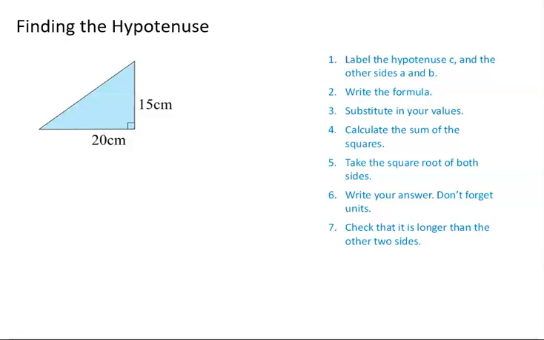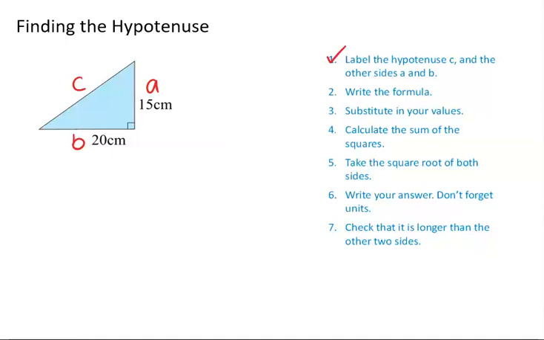Step number 1 tells us to label the hypotenuse as C. So our hypotenuse is this long side, or the one opposite the right angle, and we write that as a C. And we label the other two sides as A and B. It doesn't matter which is A and which is B, so let's say the 15 centimetre side is A and the 20 centimetre side is B. As long as the hypotenuse is C, it doesn't matter what we label the other two sides. So let's tick off step number 1, we've labelled our sides.